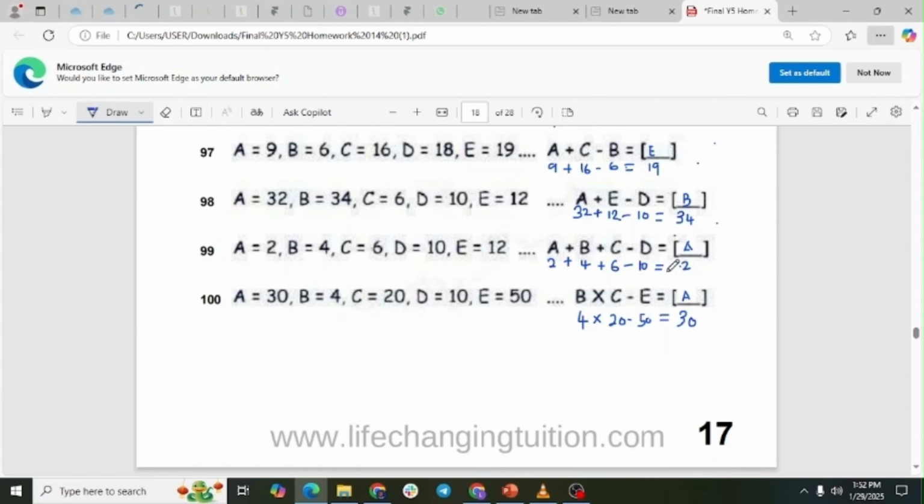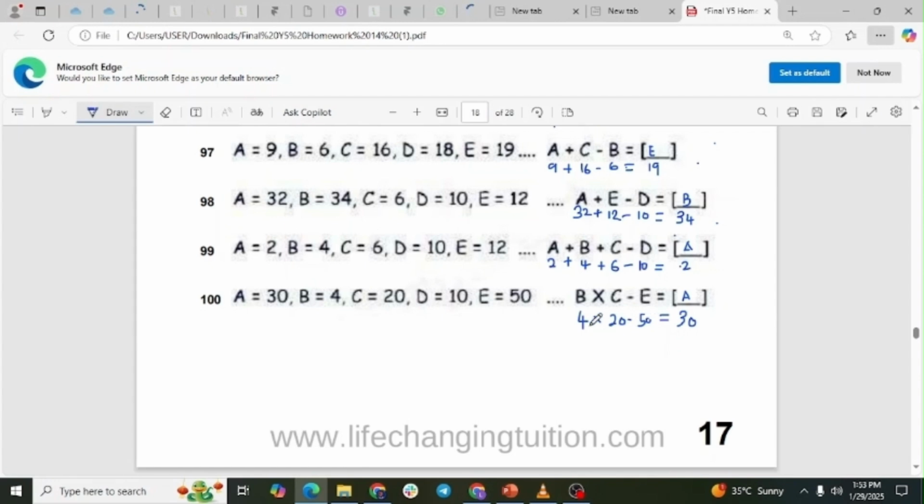Correct answer. A. Explanation. Substitute the values. 2 plus 4 plus 6 minus 10 equals 2. The result corresponds to A equals 2. Question 100. Calculation. B times C minus E equals? Where B equals 4, C equals 20, E equals 50.